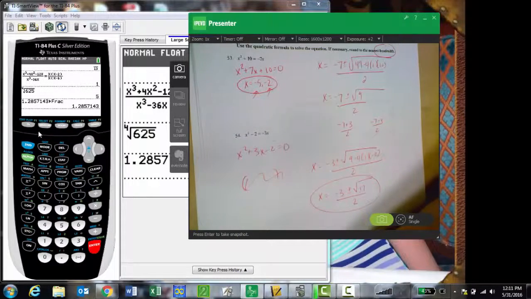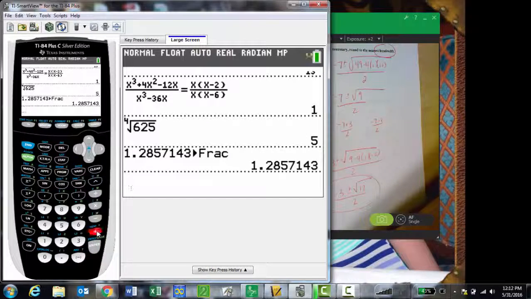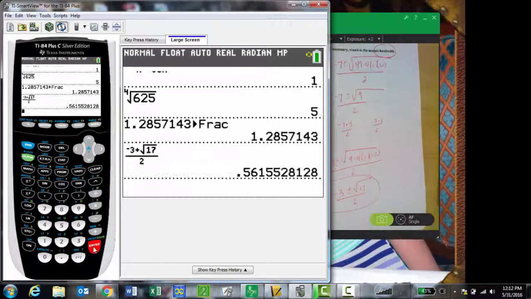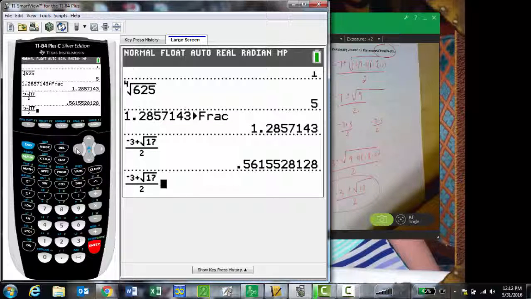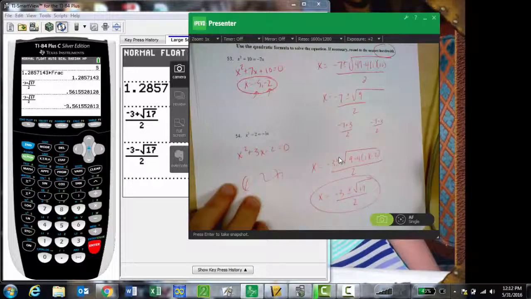I would go alpha y equals, enter, negative 3 plus square root 17 over 2. There's one answer. And then I would go second entry and just arrow over and make that plus a minus. So those are my two answers, 0.56155 and negative 3.562. Okay.